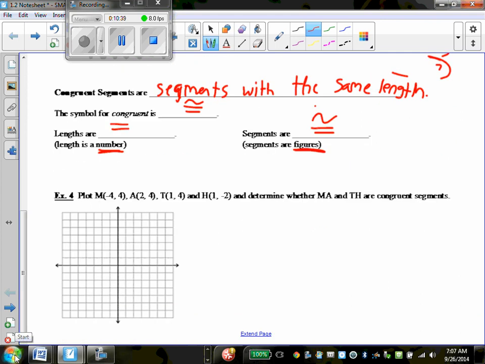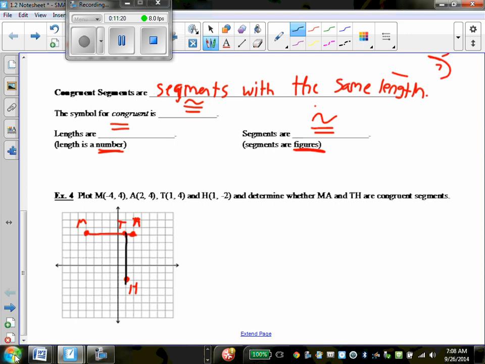Okay, so we have to plot a few points. We have -4, 4, so this is point M. We have 2, 4, and this is A. We have 1, 4, and this one is T. And we have H, which is 1, -2. And there's H. We're being asked to determine whether MA and TH are congruent or not.